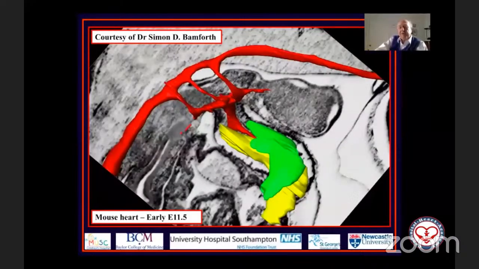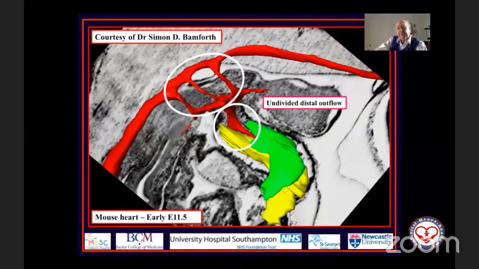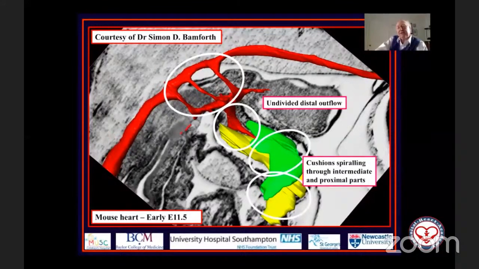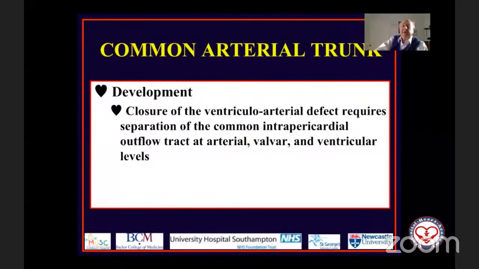And we know that the same thing happens in the developing mouse heart. So here's a nice reconstruction made by my other friend and colleague, Simon Bamforth, who works in Newcastle, of an episcopic data set from a mouse heart. So there are the extrapericardial components. We're not going to be talking about those today, but we have discussed them previously. And percolating through the pharyngeal mesenchyme, you see the arteries of the pharyngeal arches. But it is within the pericardial cavity that we are concerned today. And at the margins of the pericardial cavity at this stage, we have an undivided distal outflow tract. And then spiraling through the middle and proximal parts of the outflow tract, we have the cushions.